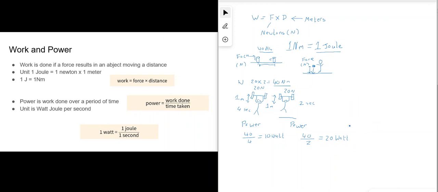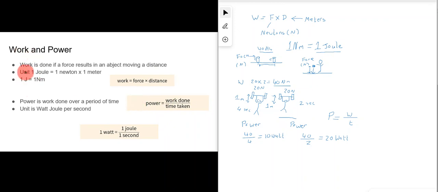So the formula for power is equal to work divided by time. That's the definition of work, and that's the definition of power. So that's what we're talking about here. Just to recap, and then we'll look at some examples.